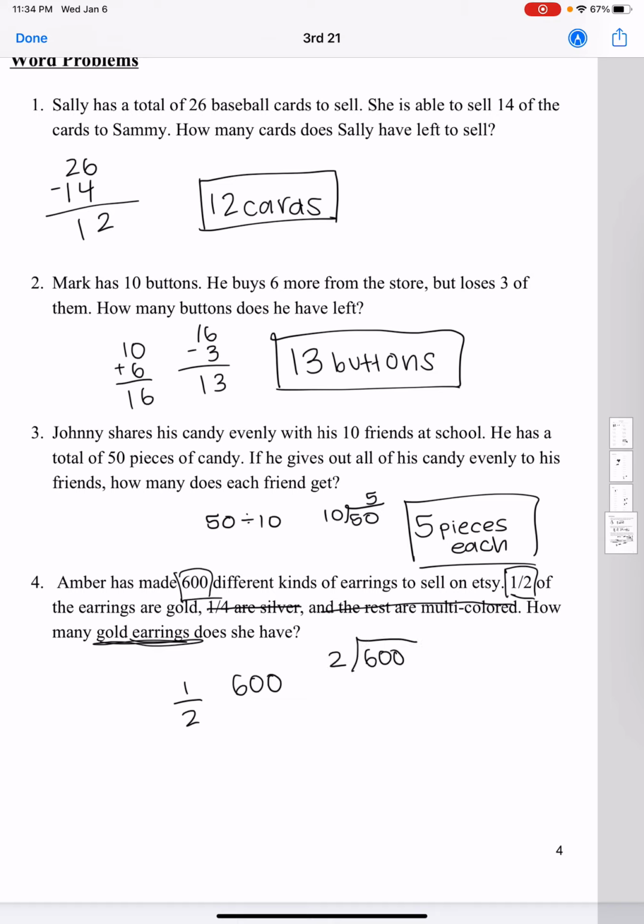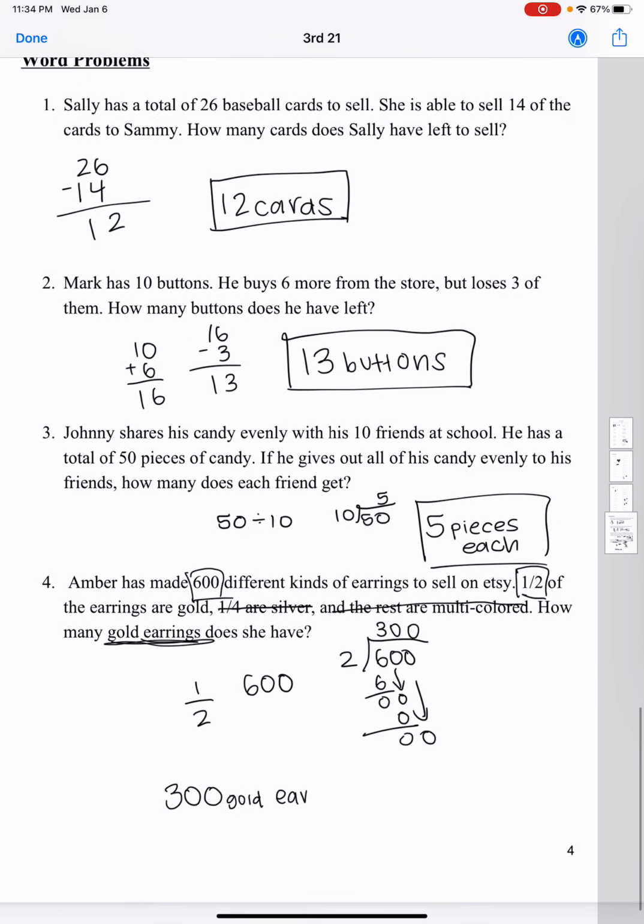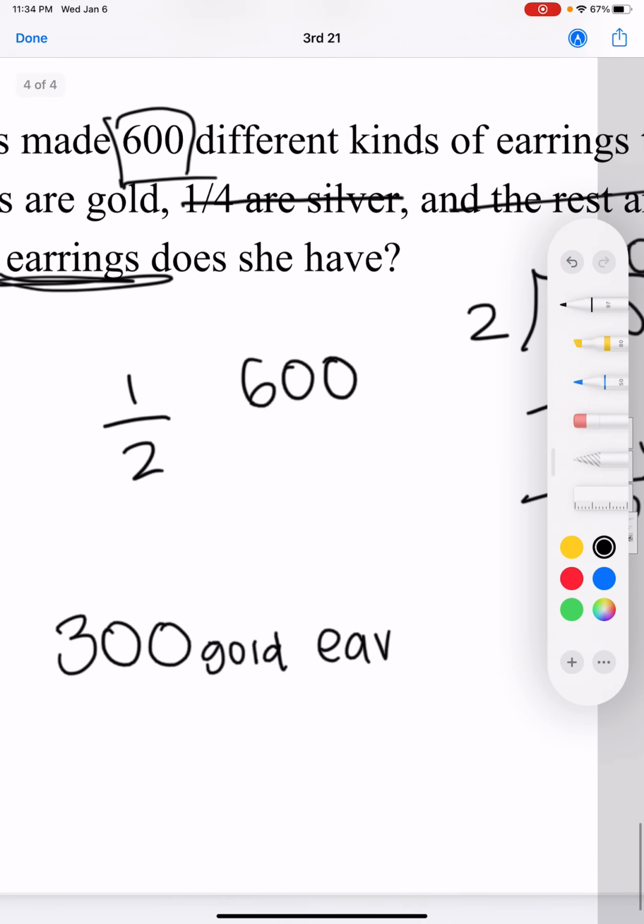So how many times does 2 go into 6? 3. 3 times 2 is 6. 0, bring down the 0. 2 times 0 is 0. Bring down the 0. 2 times 0 is 0. So you have 300, which would be your answer because it's half of 600. 300 gold earrings would be your answer.